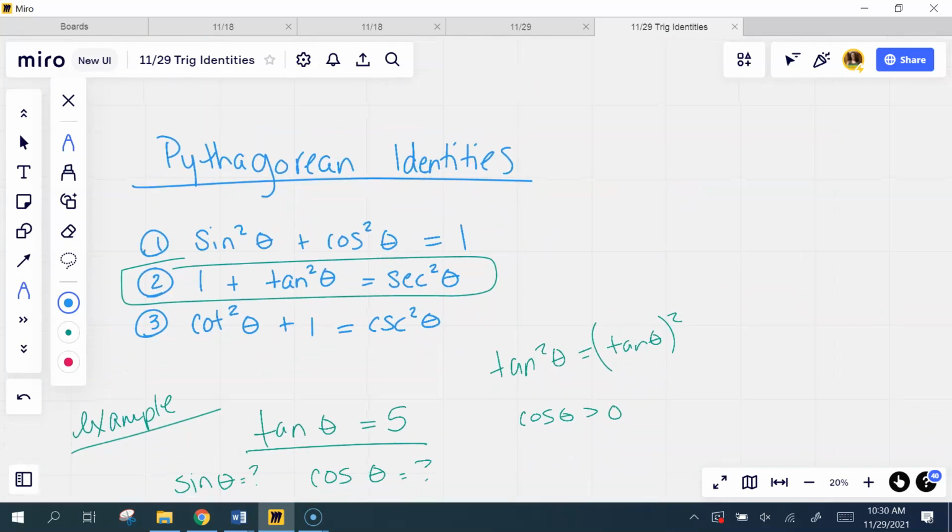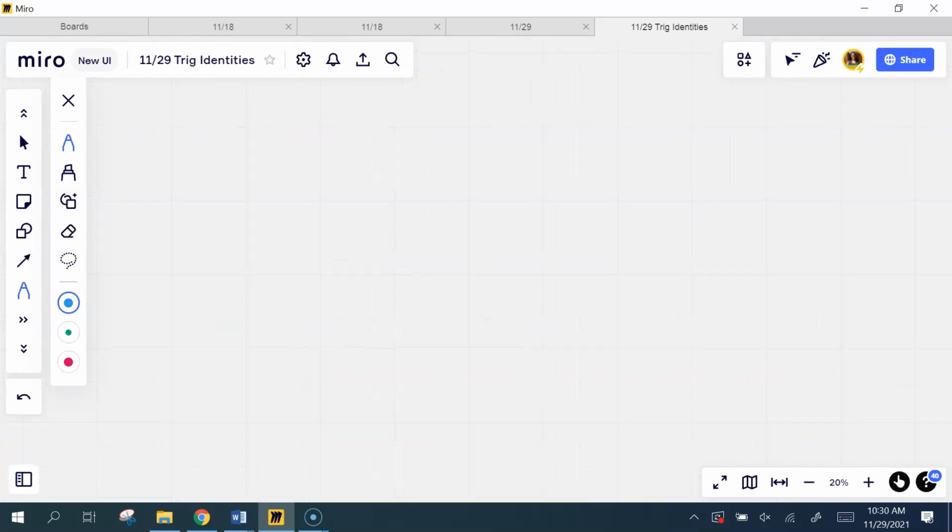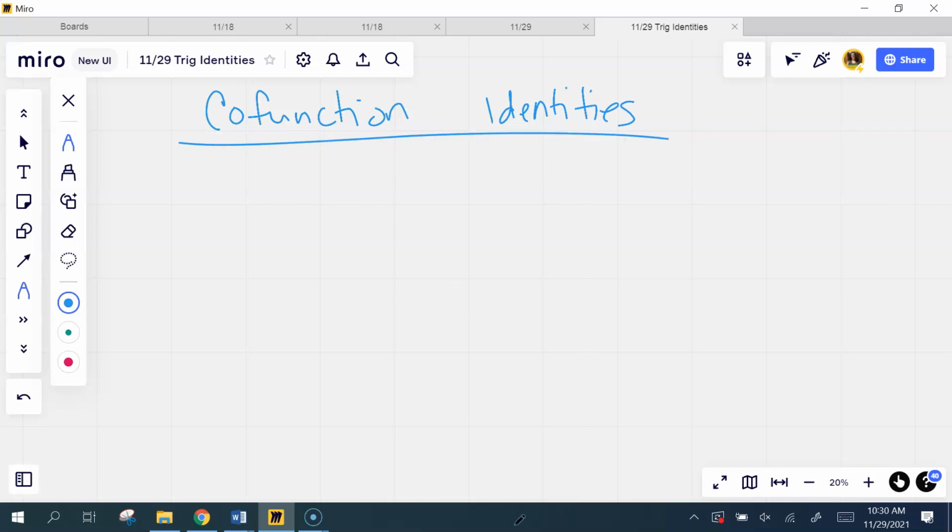All right, so those were the Pythagorean identities. Do you see how we're going to use them to work together and do things? Does that help you understand where we're going with it? All right, my least favorite ones: the cofunction identities. Here's when we start getting into some specific values identities. I'm not going to go into why or how again. I'm just going to give you the identities.